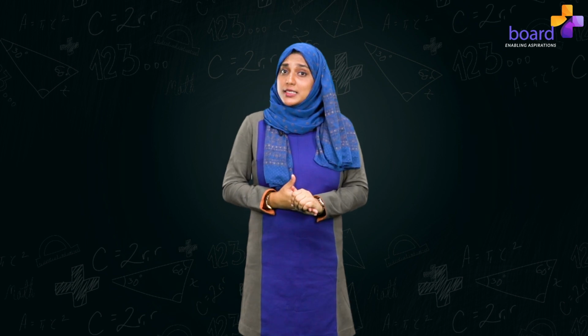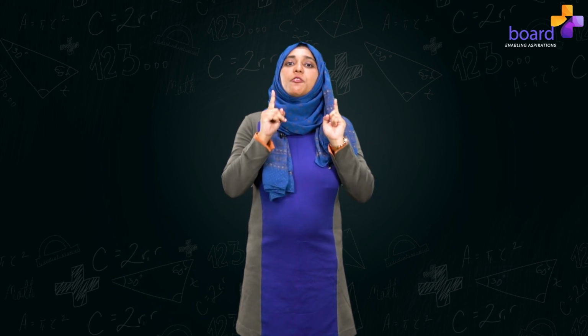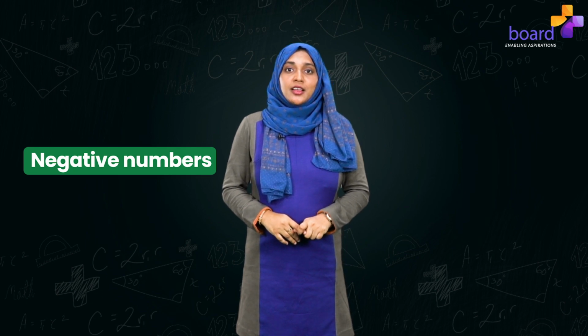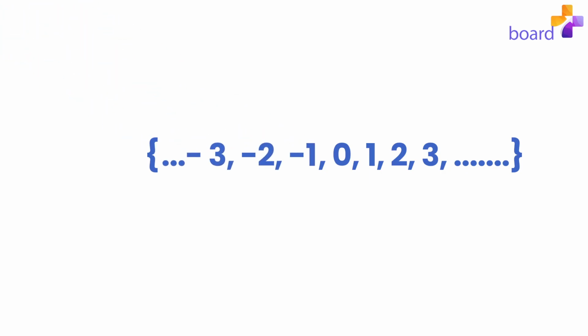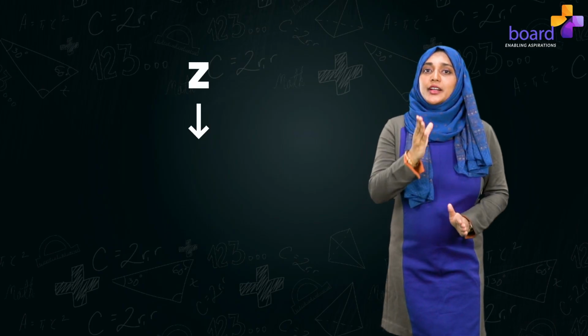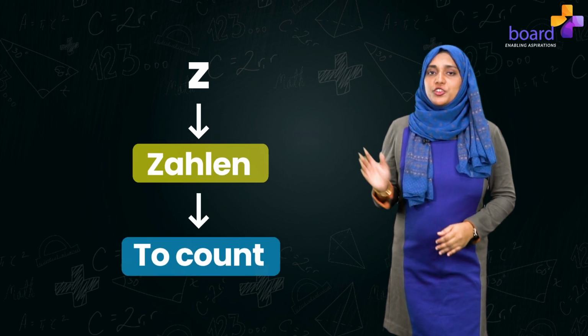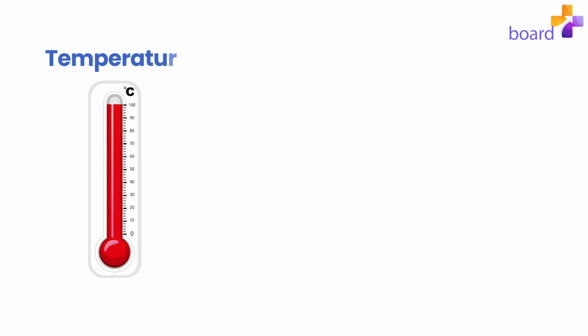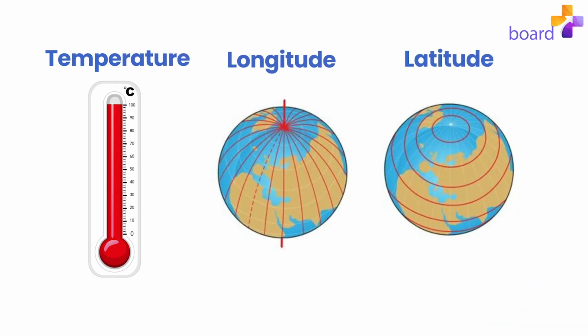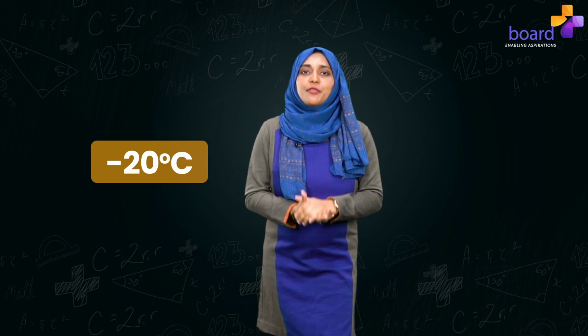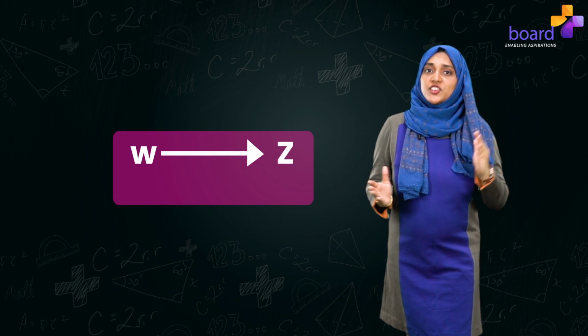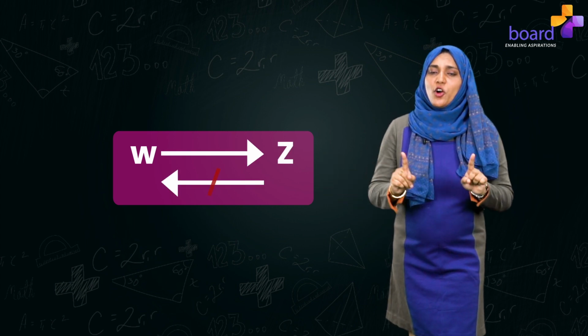For a field of advanced mathematics and with time, there was a need for negative numbers. So when these negative numbers are added to the whole numbers, you get integers and it is denoted with capital letter Z. Now where did this Z come from? Z came from the word zählen, which means to count. It is used to express temperatures, longitude and latitude which can have negative values. For example, minus 20 degrees Celsius, all these are negative values. All whole numbers are integers, but the reverse is not true.